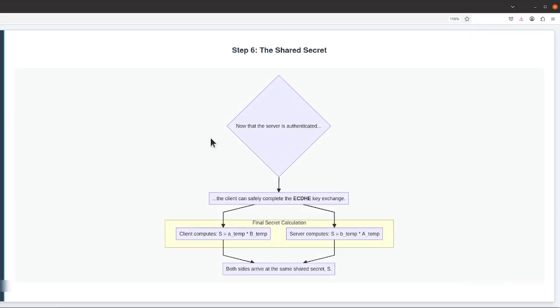Step 6. The shared secret. Only after the client has authenticated the server's ephemeral key using ECDSA does it proceed to complete the ECDHE key exchange. Now that it trusts the server's key, it can safely combine its own private ephemeral key with the server's public ephemeral key to calculate the shared secret. The server does the parallel calculation. Both sides now arrive at the same shared secret, and the key exchange is securely complete. The keymaker has successfully done its job, thanks to the ID checker.